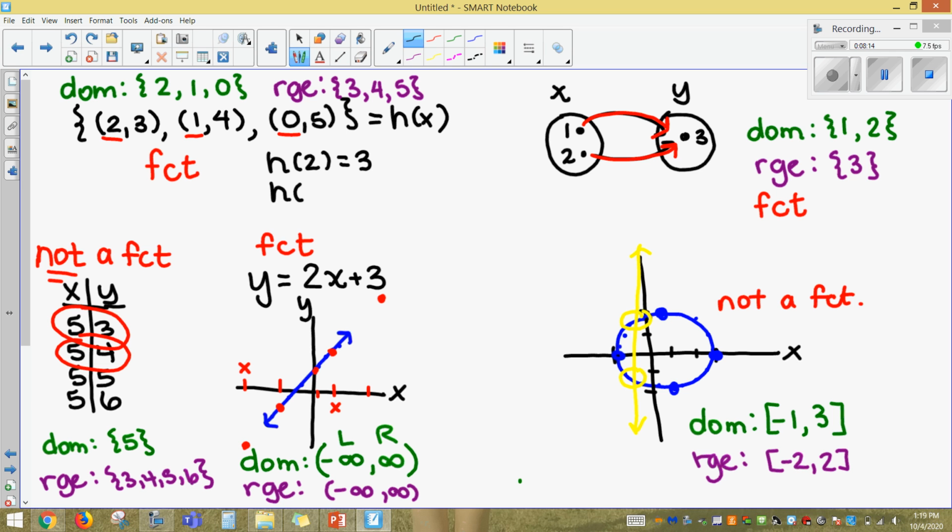So what about when x equals 1? Or what about when x equals 0? When x equals 1, 1 goes in, it looks like 4 comes out. When I'm looking at h, 0 goes in and 5 comes out.